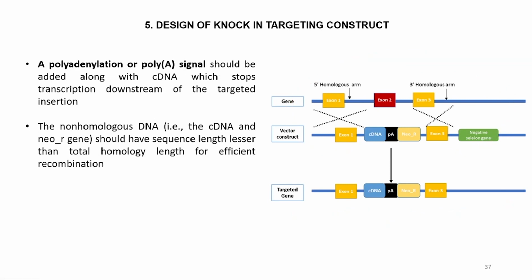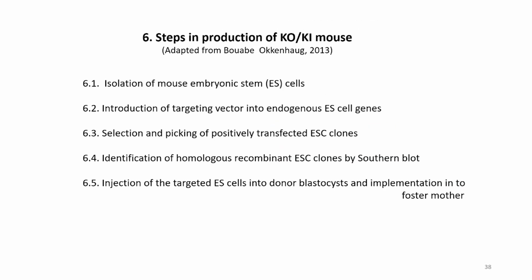A polyadenylation, or poly A, signal should be added along with the cDNA, which stops transcription downstream of the targeted insertion. This is the polyadenylation sequence. The non-homologous DNA, that is the cDNA and neo-R gene, should have a sequence length lesser than the total homology length for efficient recombination. What are the steps in production of knockout and knock-in mouse?